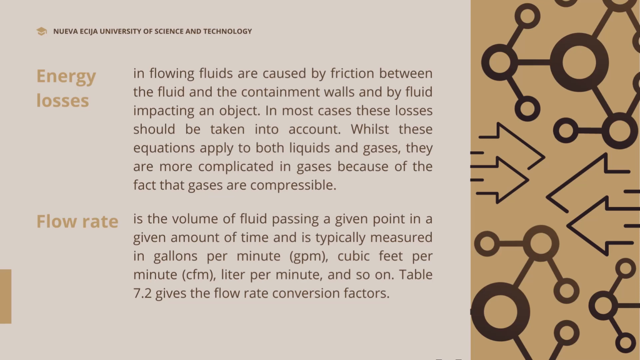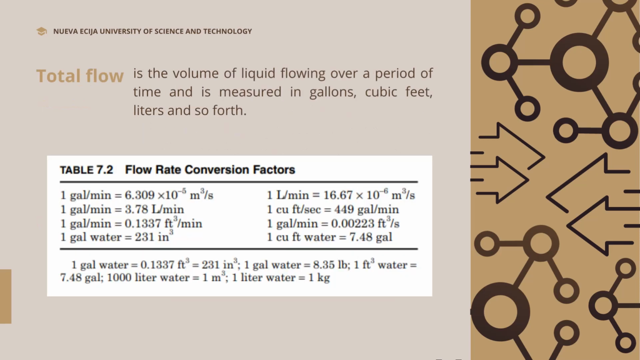The next is flow rate. It is the volume of fluid passing a given point in a given amount of time and is typically measured in gallons per minute or GPM, cubic feet per minute or CFM, liters per minute, and so on. Table 7.2 gives the flow rate conversion factors. The next is total flow. It is the volume of liquid flowing over a period of time and is measured in gallons, cubic feet, liters, and so forth. This is Table 7.2, the flow rate conversion factors.